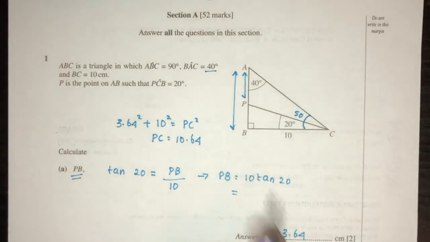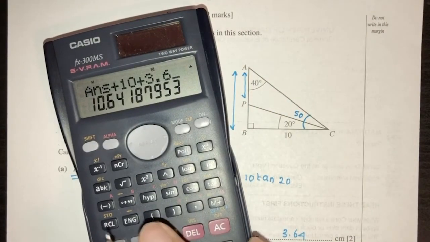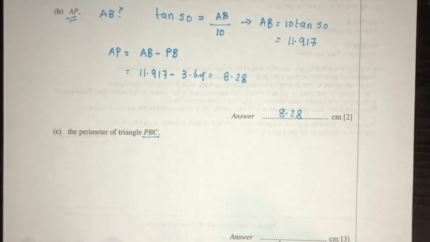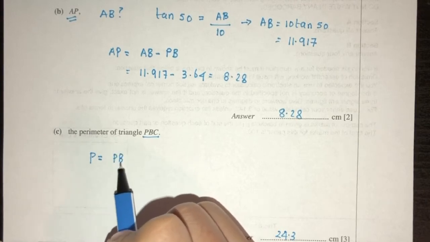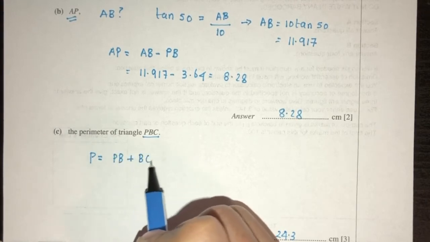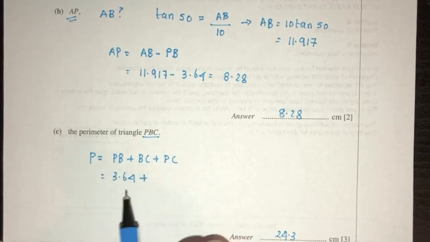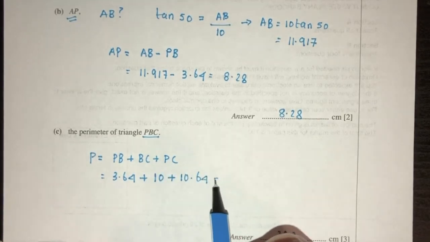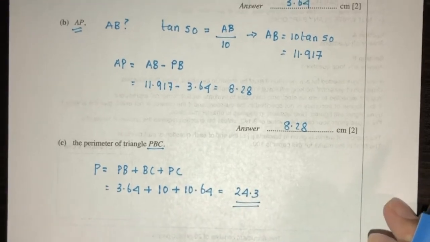So to find the perimeter, we just have to add everything around. So this plus 10 and plus 3.64, that should give you 24.3. So your perimeter will be 24.3 centimeters. So don't forget to write down how you found this. Perimeter is PB plus BC plus PC. So PB is 3.64 from part 1. BC is given to you, and PC we found by using the Pythagoras theorem. That is 24.3. That is your perimeter for question number 1.